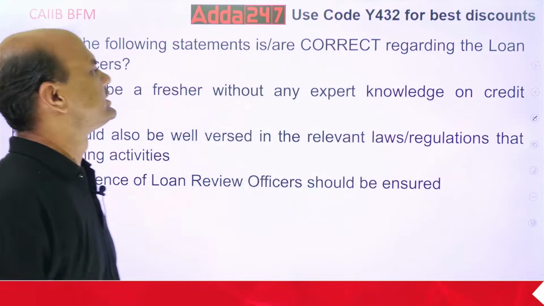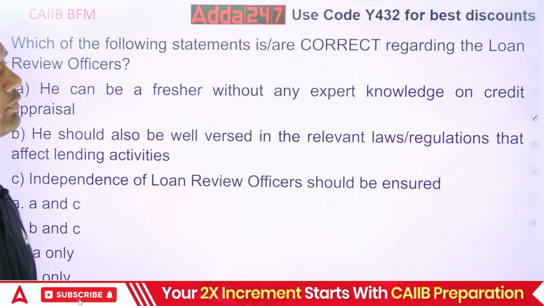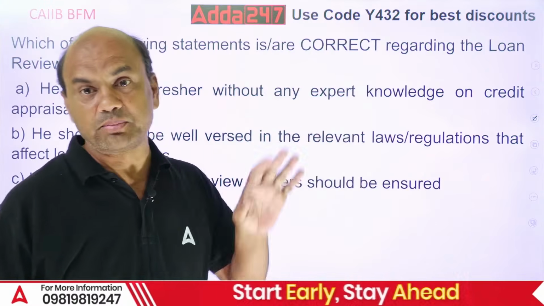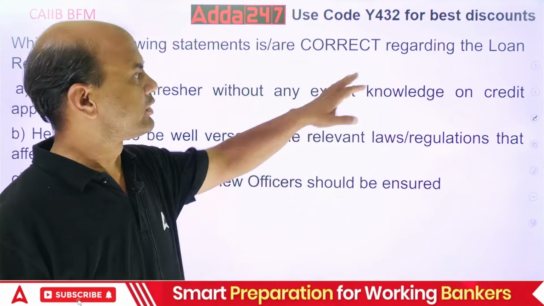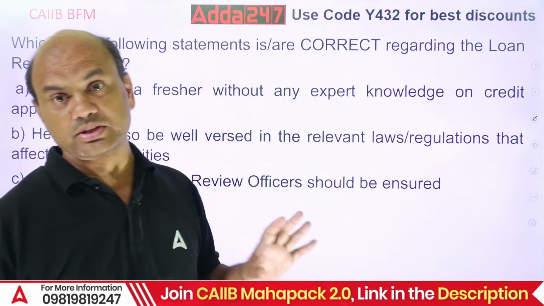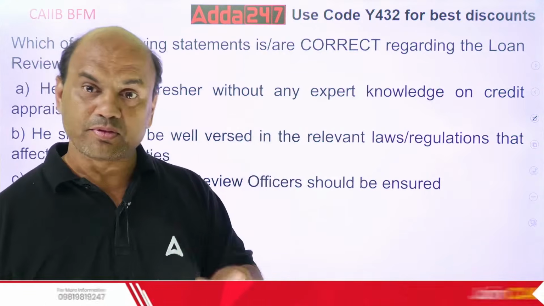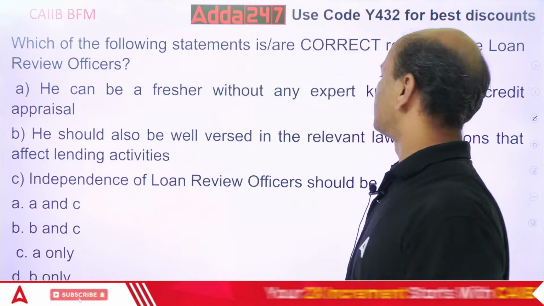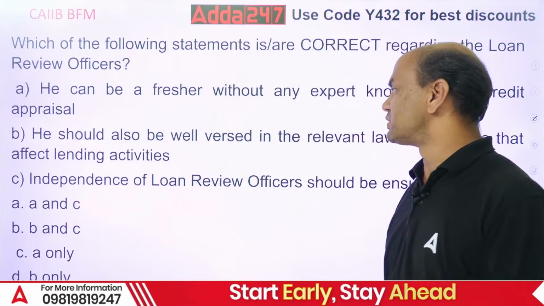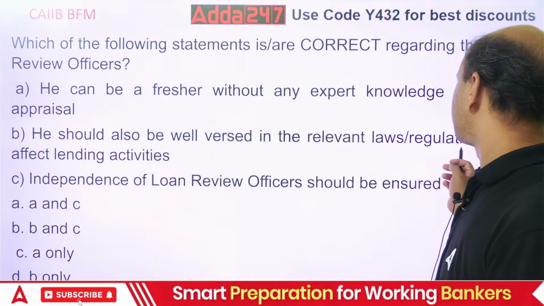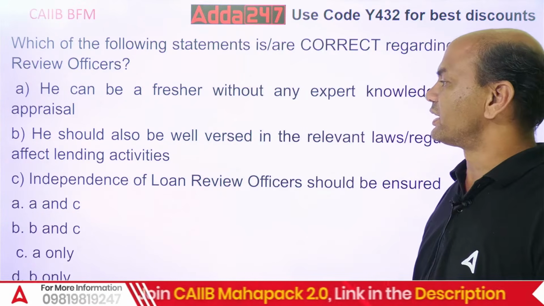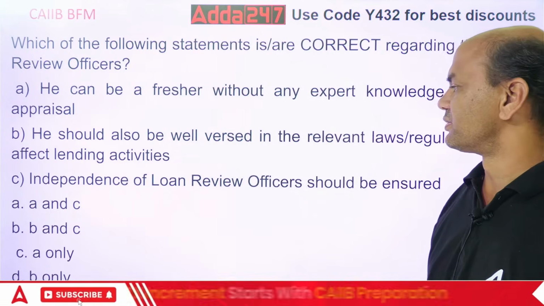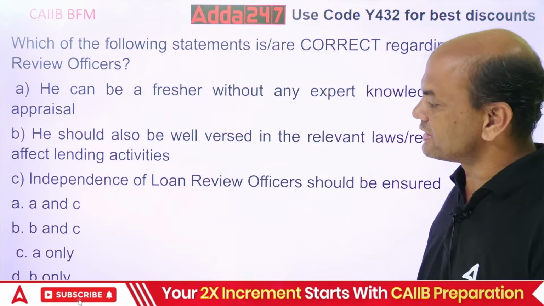Which of the following statements is or are correct regarding the loan review officers? Now this can be a question in ABM also, module C, but this question can be in BFM also. A: he can be a fresher without any expert knowledge on credit appraisal. B: he should also be well versed with the relevant rules and regulations that affect lending activities. C: independence of loan review officer should be ensured. So which of them is correct?